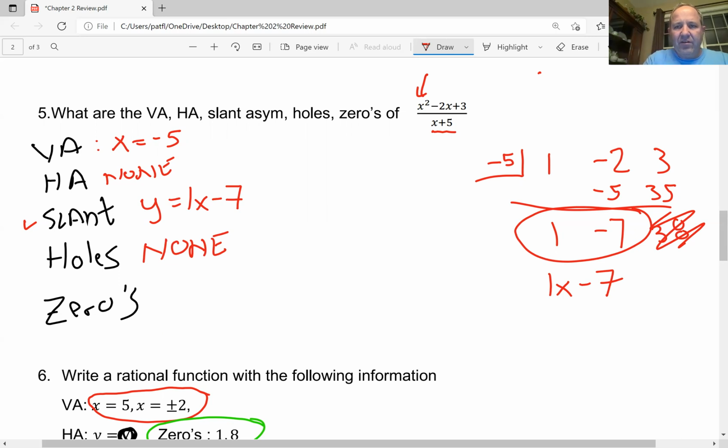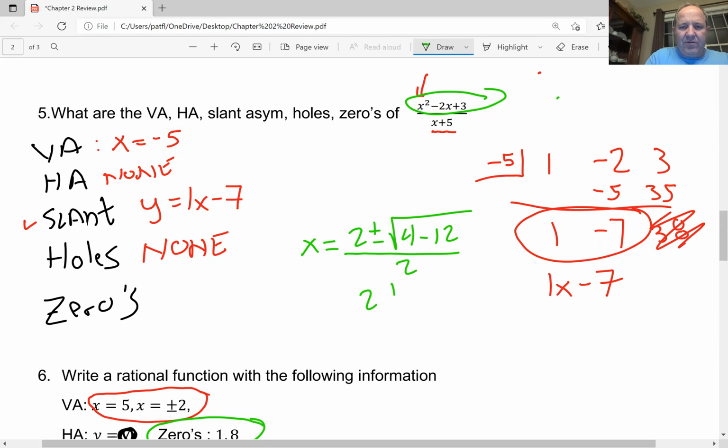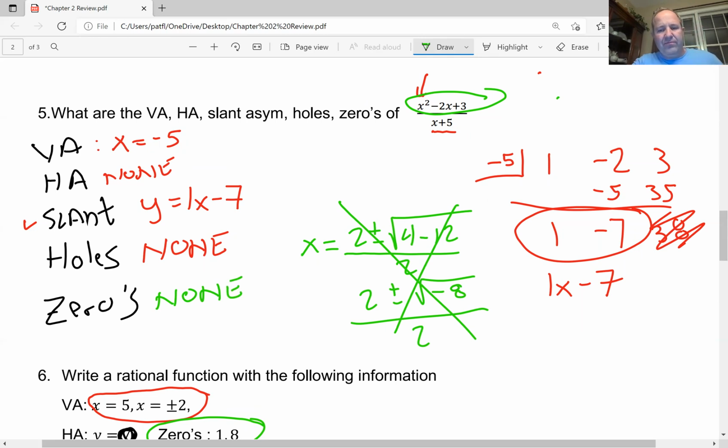To find the zeros, that is when the numerator is 0, and since I couldn't factor it, I should try to do the quadratic formula. Now, when I work this out, I'm going to get a negative root, which, while that would be fine if we were doing some other things, but we're graphing here. You can't graph imaginary numbers on our graph. So there would be no zeros.